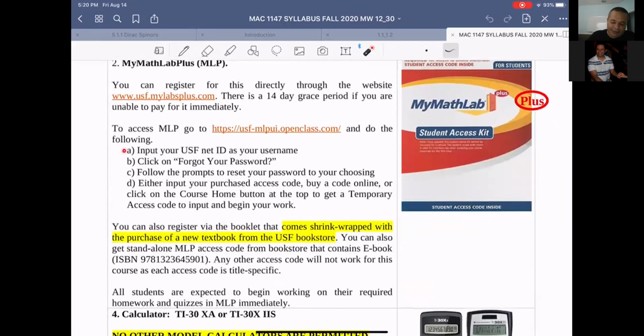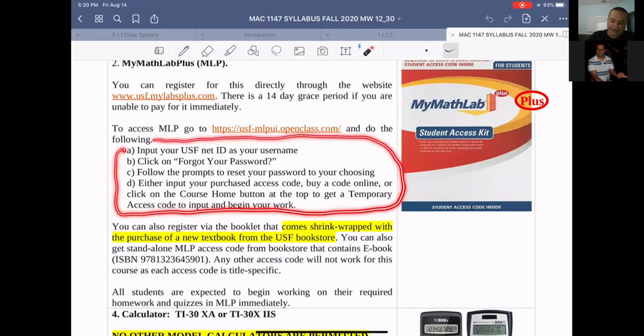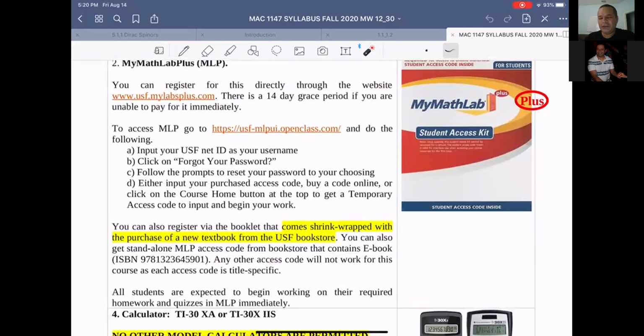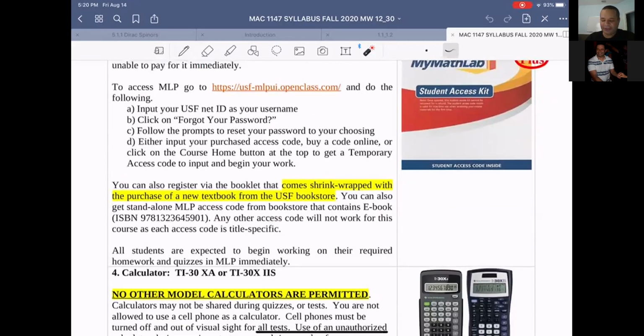Here are the steps for how to log in the first time. If you took college algebra here, you have all this. You just have to log in again, and it's going to be the same. It's connected to the one you bought in college algebra, if you took college algebra here at USF Tampa. I'm not sure about the other satellites.